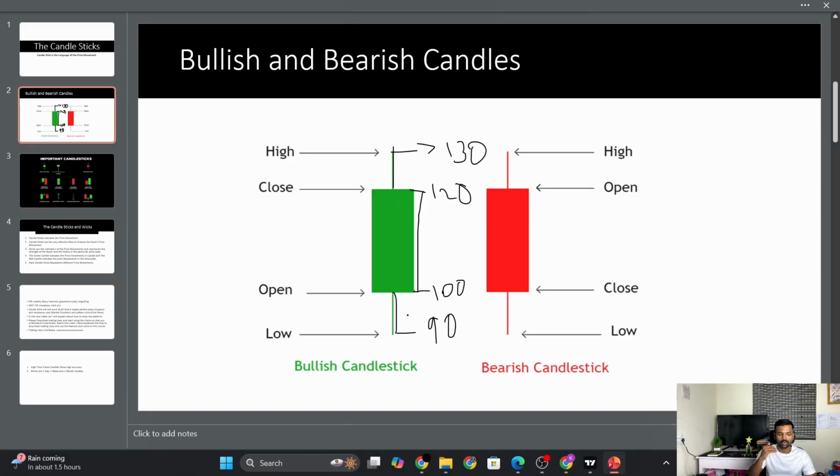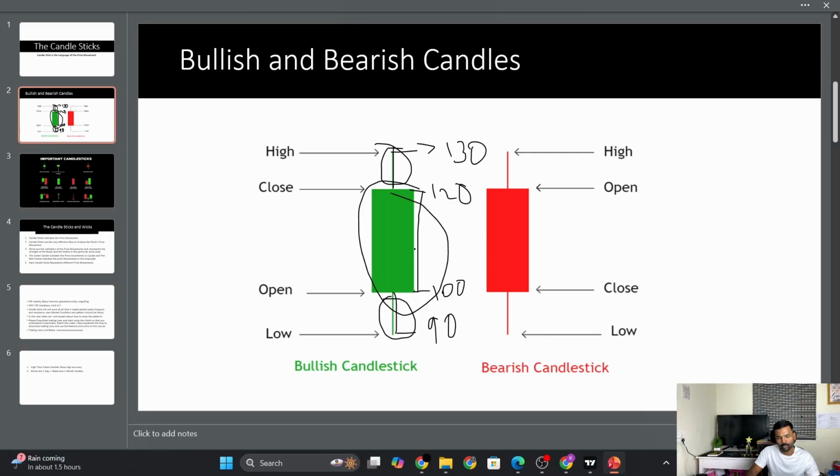And here, from 100 to 90 it went down, but due to some buying pressure the price moved up again and came back. So this wick indicates that the price also moved to this area, and also to this area, but finally it closed only here. This is called a candle. Up to what area it went at the top, that is the high. Up to what area it went at the bottom, that is the low.